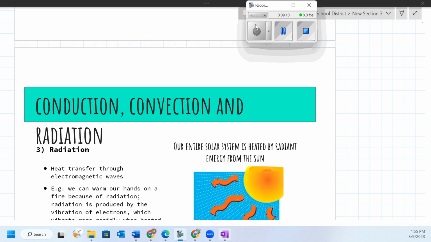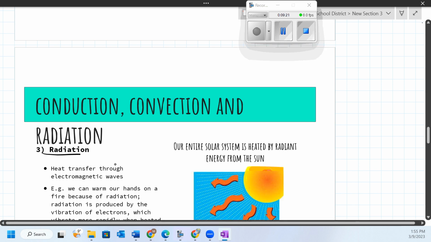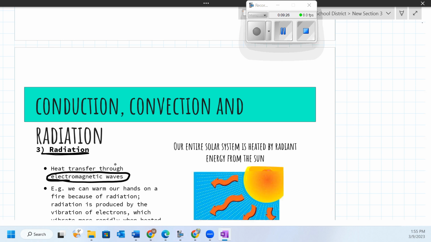Okay. And the third way that we will study that heat is transferred, is moving, is through radiation. Radiation is when the heat is transferred through electromagnetic waves. The best example of it is the heat coming from the sun, or the heat coming from a fire, a wood burning stove, a fireplace.